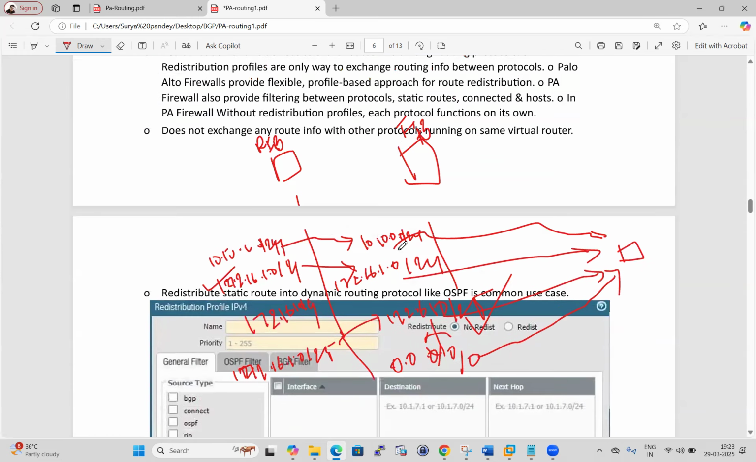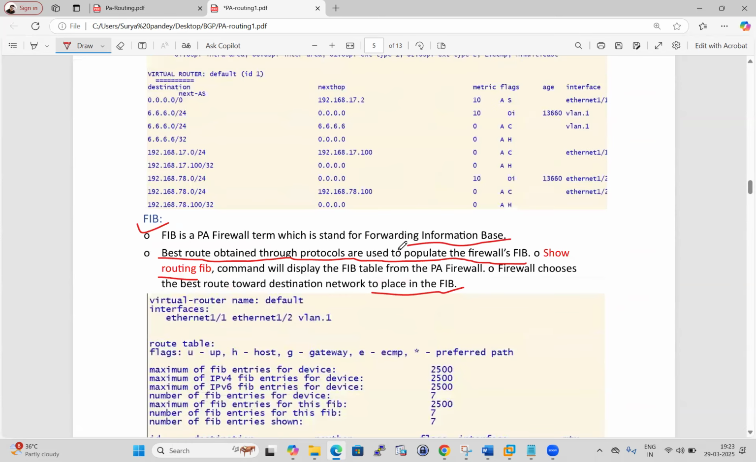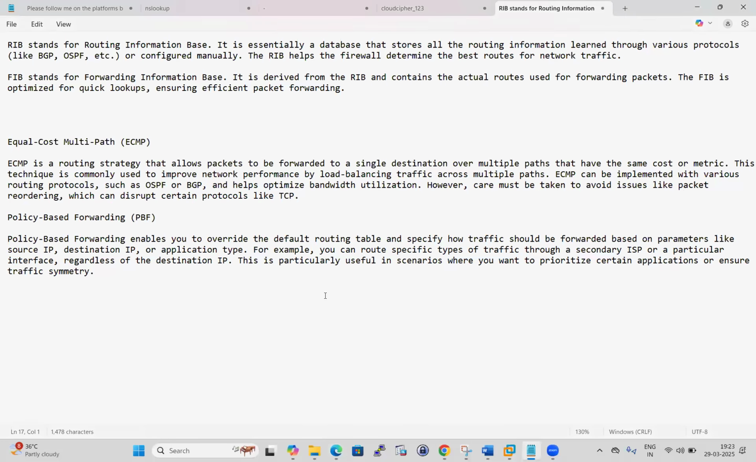So this is about the Palo Alto routing part. Before moving on, I'm going to explain two things, which are very, very important. The first is ECMP in Palo Alto, equal cost multipath. ECMP is basically used for load balancing traffic. For example, we have two ISPs, and if you want to use both ISPs at a time, with some traffic distributed through ISP1 and some through ISP2, at that time we use equal cost multipath.